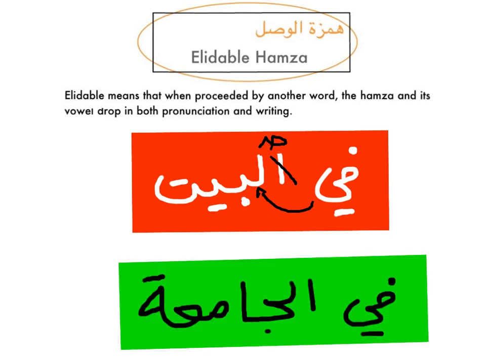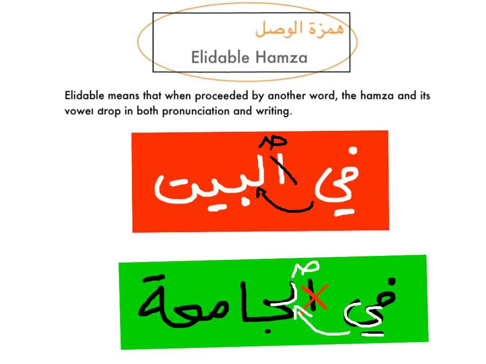Let's examine the phrase fil jami'ah. The word al-jami'ah has Hamza and Fatha. But when we have the phrase fil jami'ah, Hamza and Fatha are dropped and are replaced with Hamzat al-wasl. And we don't pronounce alif. Therefore, the letters ya and lam get connected without pausing.